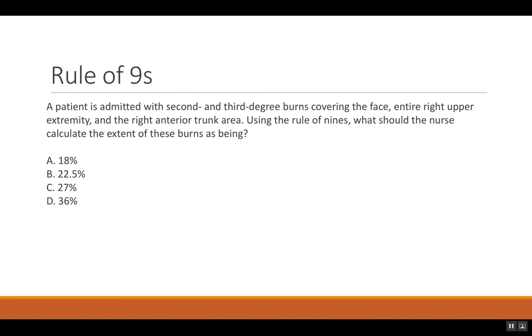Using the rule of nines for these second and third degree burns, the face is 4.5% of the body surface area. The right arm is 9% of the body area, and the entire anterior trunk is 18%. Since the patient has burns on only the right side of the anterior trunk, that would basically be assessed as half of 18, or 9%. So if you add the 4.5, 9, and 9, you're going to get 22.5%.